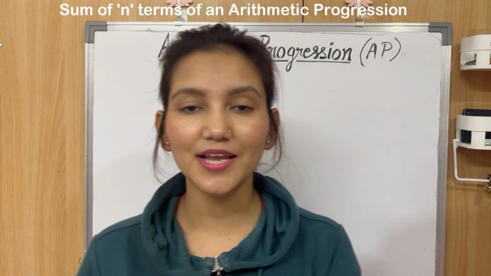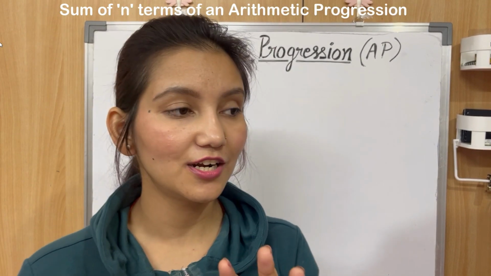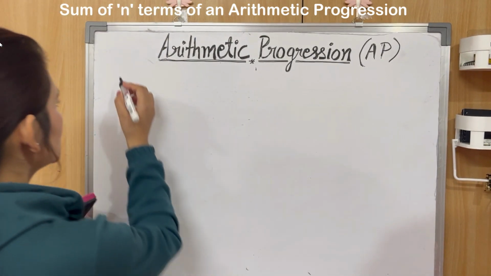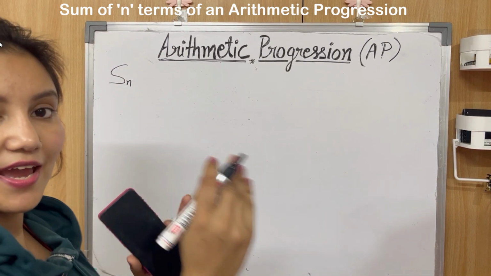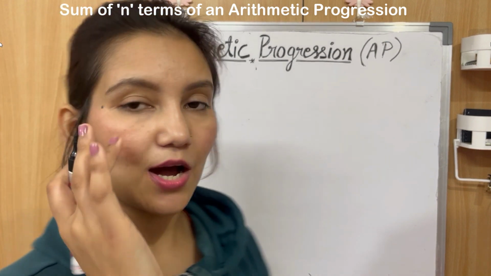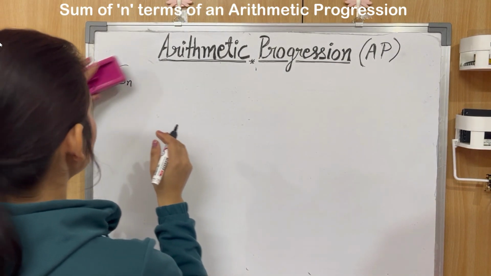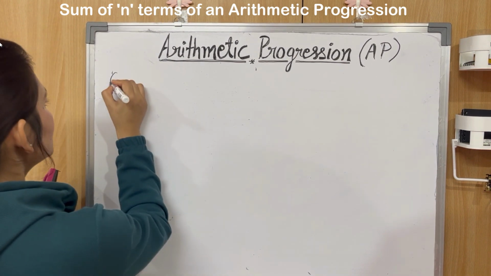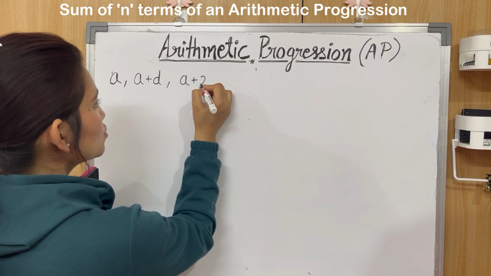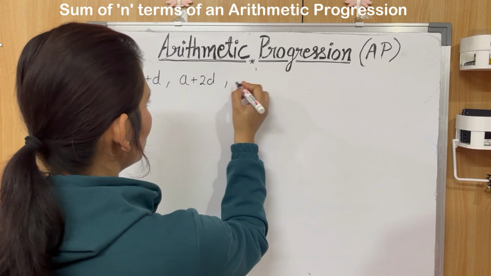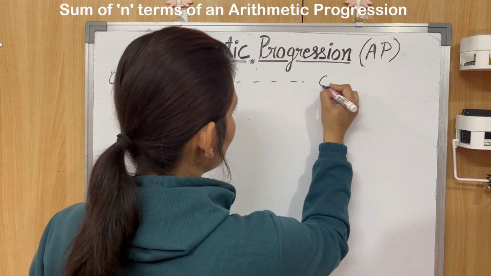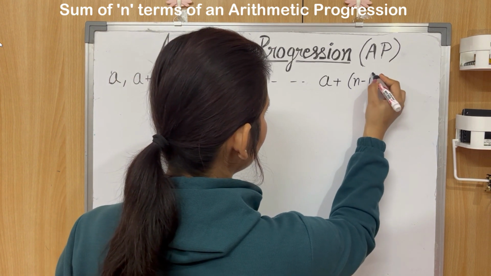Now let's try to find the formula for the sum of n terms of an AP. Sn, the sum of n terms of an AP. So S suffix n is the sum of n terms of an AP. Okay, so let's derive this formula. Let's say there is an AP whose first term is A, second term is A plus D, third term is A plus 2D. This is a general AP, right? Fourth term, and so on, and the nth term would be A plus (n minus 1)D.